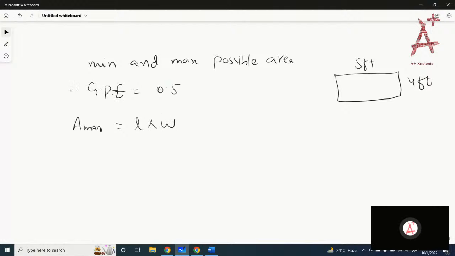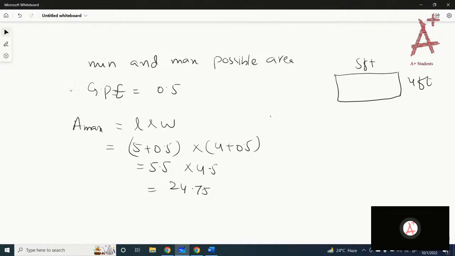Area is length times width. So 5 plus 0.5, and for the width you have to do 4 plus 0.5. So it would be 5.5 and 4.5. So just multiply both values. 5.5 times 4.5 is 24.75.